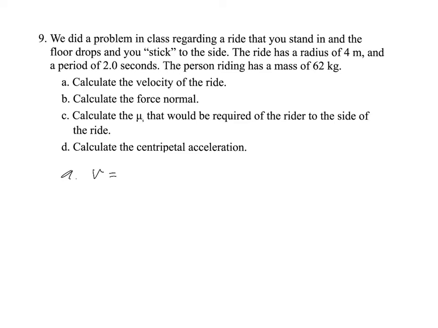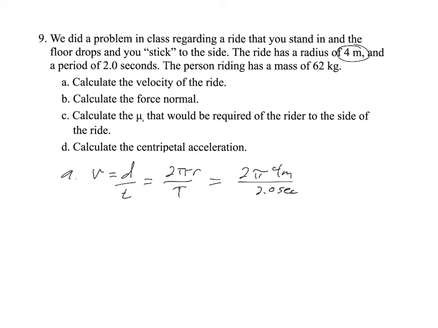I believe velocity is distance over time, but we know distance in a circle is 2 pi r. And in a circle we say period. So 2 pi, the radius is 4 meters, and the period is 2 seconds. So let's just throw that in the calculator.